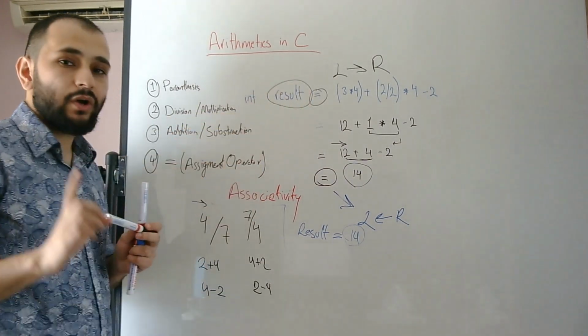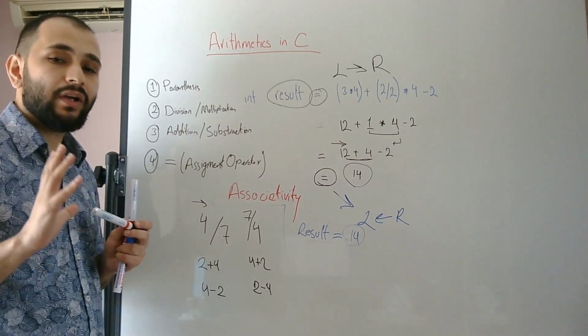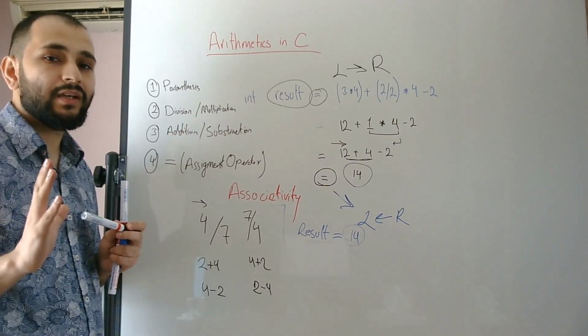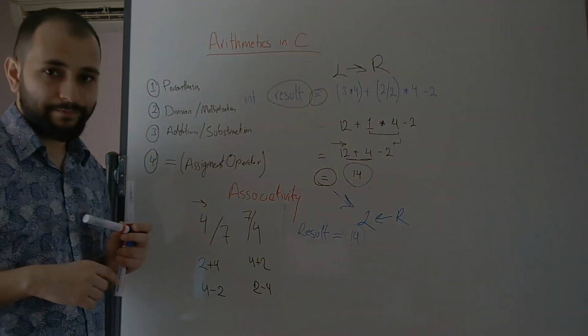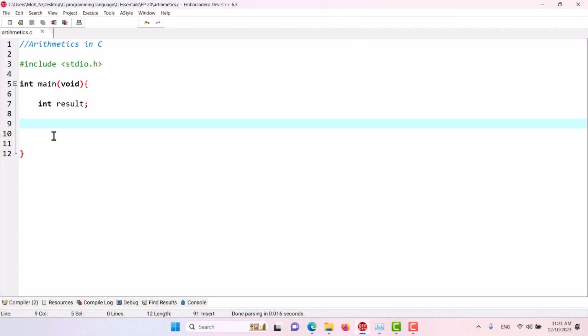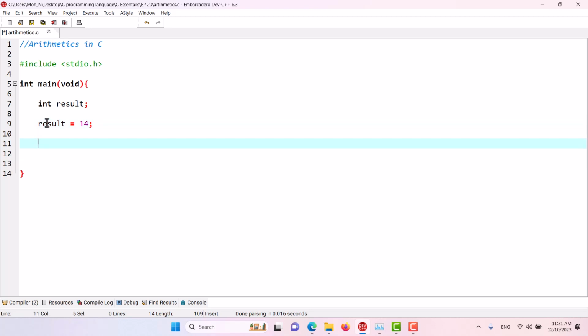So now let's go to my laptop, and I want to show you this associativity property of these operators, especially for this assignment operator, and see what type of mistakes we can make while using the assignment operator. So here we are on my laptop. We have defined this variable result to be of type integer. Now we want to assign a value to this variable. We will say result will be given a value of 14. This is the correct statement that we can use.